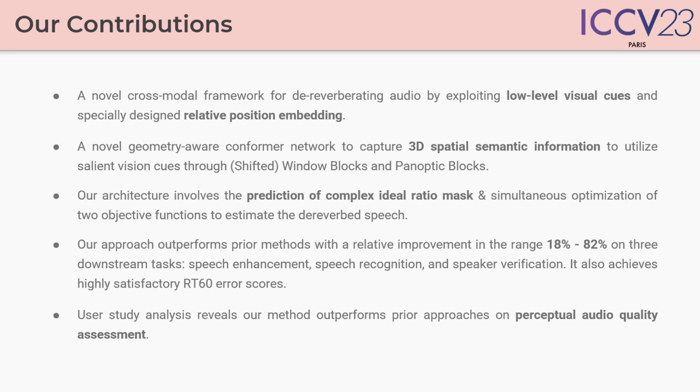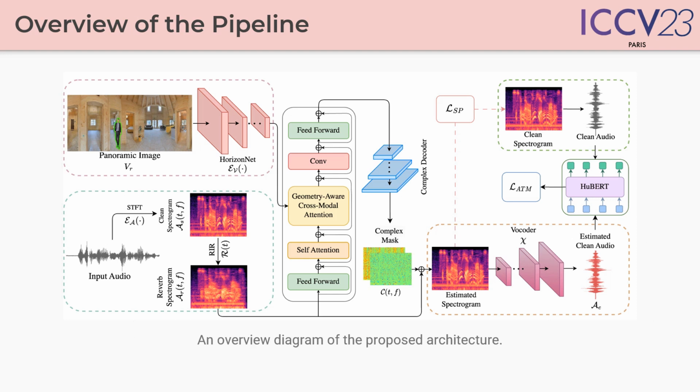Our architecture involves the prediction of complex ideal ratio mask and simultaneous optimization of two objective functions to estimate the de-reverbed speech. Our approach outperforms prior methods with a relative improvement in the range of 80 to 82%. User study analysis shows our method outperforms prior approaches on perceptual audio quality assessment. This is the overview of our proposed approach. We discuss the individual components in the following slides.